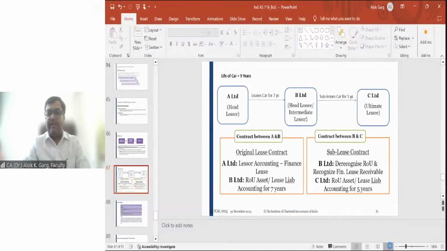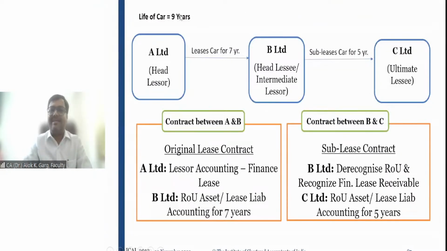Let me summarize this again. In this case, A Limited and B Limited: in the original lease contract, A Limited will do the lessor accounting and it will be a finance lease. B Limited will create a ROU asset and lease liability, and accounting is done for 7 years. But in the sublease contract, B Limited will de-recognize the ROU and recognize the finance lease receivable. C Limited will recognize ROU asset and lease liability, and accounting will happen for 5 years. This is what we have discussed right now in the Excel file.